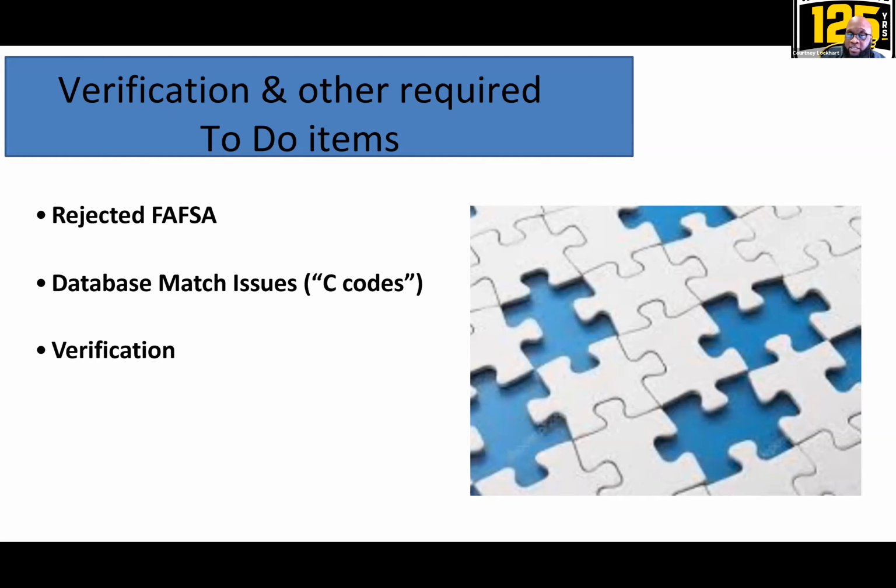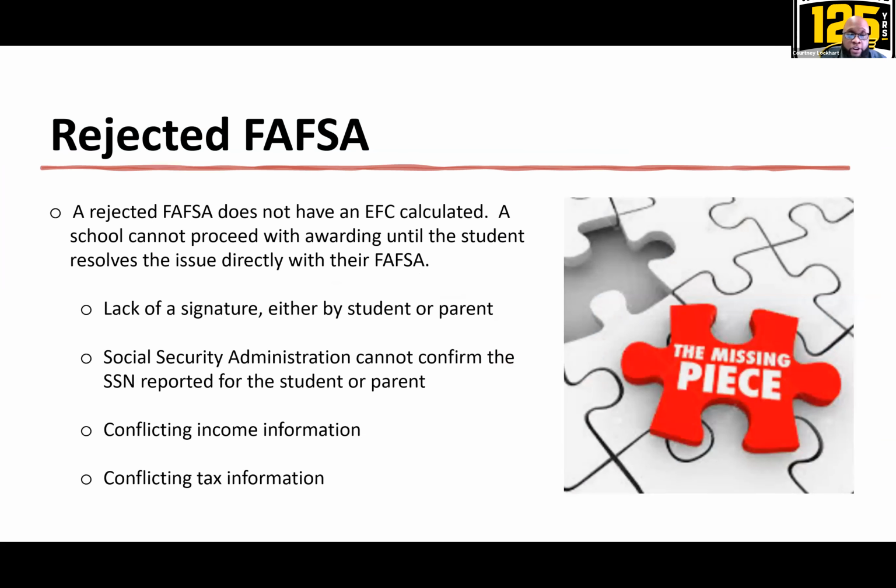It'll tell them whether there are C code issues, which are issues where the system is not matching up the application because it runs it through various federal databases. And so it'll tell them whether or not there are issues there. And it'll also tell them whether or not they've been selected for a process called verification. One out of every three applications that is submitted to any institution is selected for this process called verification.